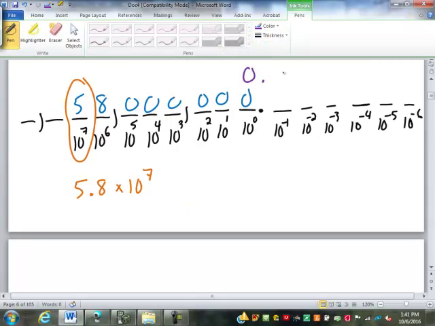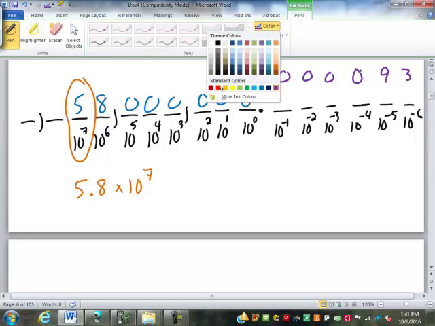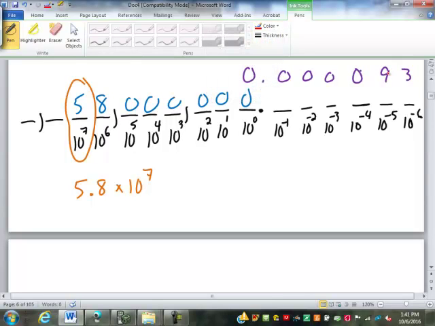Or if we had something like this, the focus was on the first, now I should specify, first non-zero digit, which would be the 9. So we put a decimal point after it to separate it from everything else, so it's 9.3. And what's the place value of the 9?